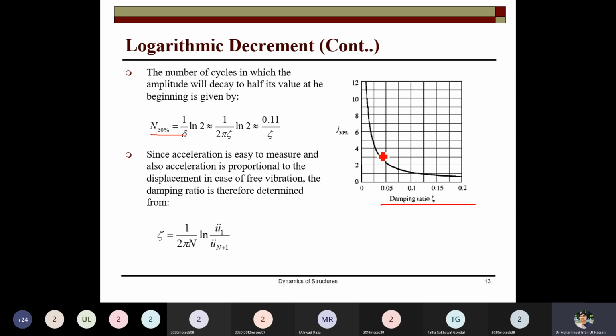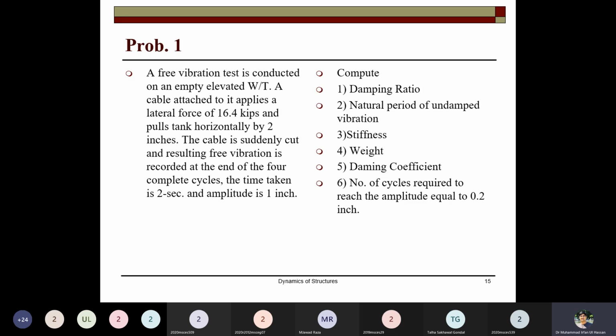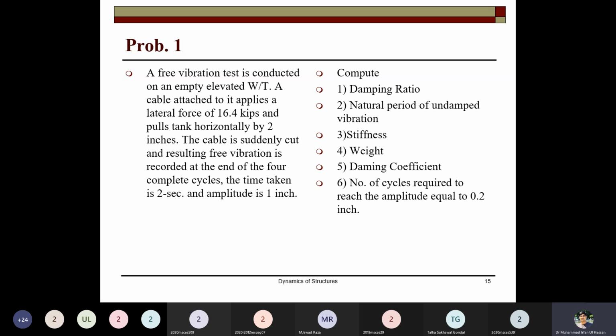And if you plot the graph between the damping ratio and the number of cycles, you can see that as the damping ratio is increasing, the number of cycles to reduce the amplitude to half of that is also reducing. So this was the theoretical part, and there are examples also related to that.